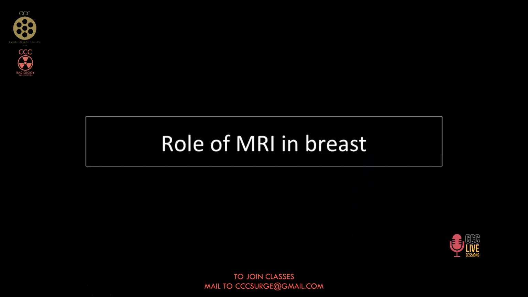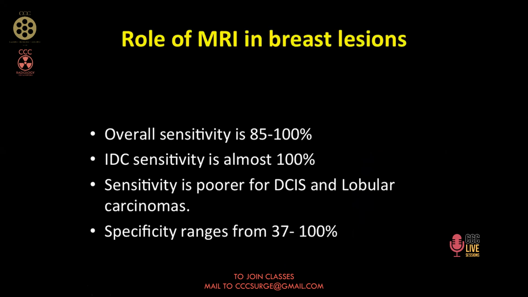So there comes the role of the fourth tool, which is called a problem solving tool, also known as MRI of the breast. MRI is quite good in the sense that the overall sensitivity is between 85 to 100%. In IDC, the sensitivity is almost 100%. The specificity, however, is different, between 37 to 100%. It is because at times it overdiagnoses a benign lesion as a malignant lesion.